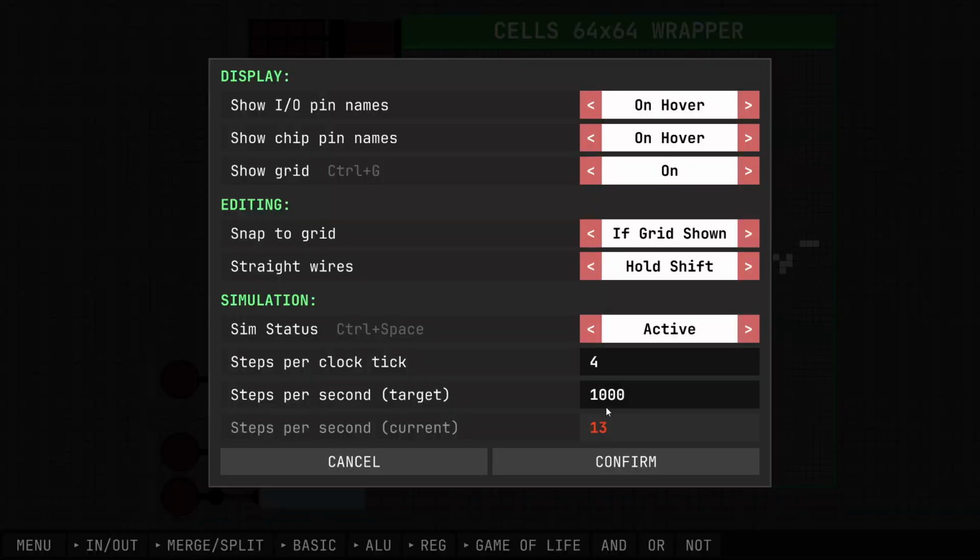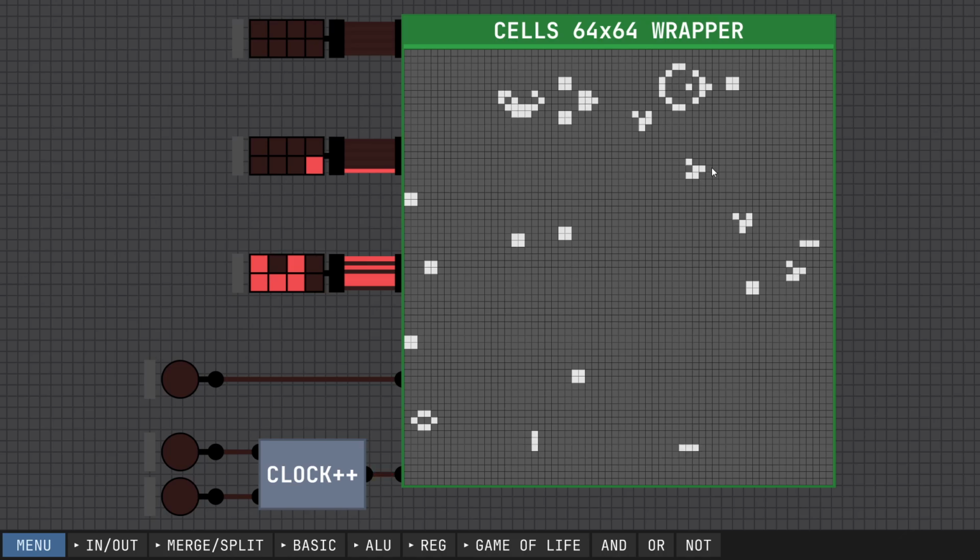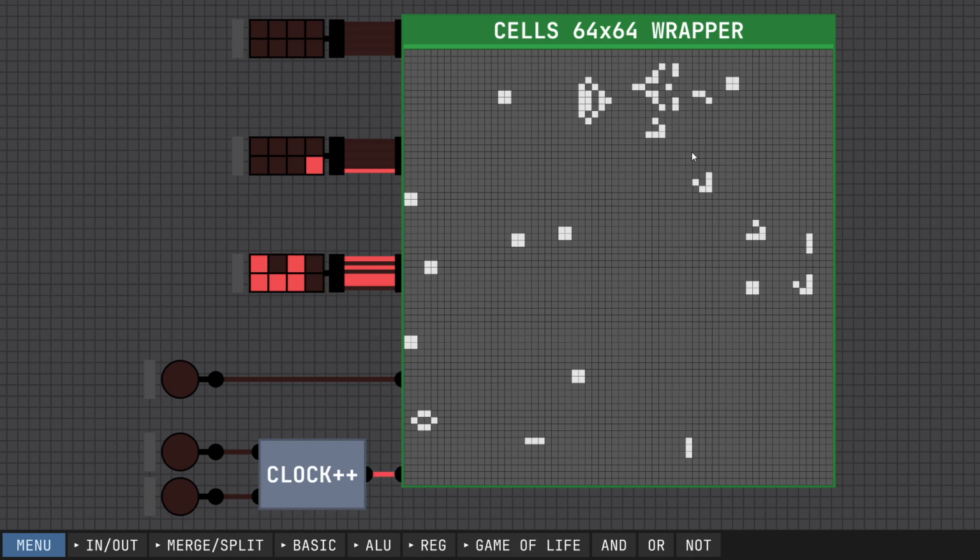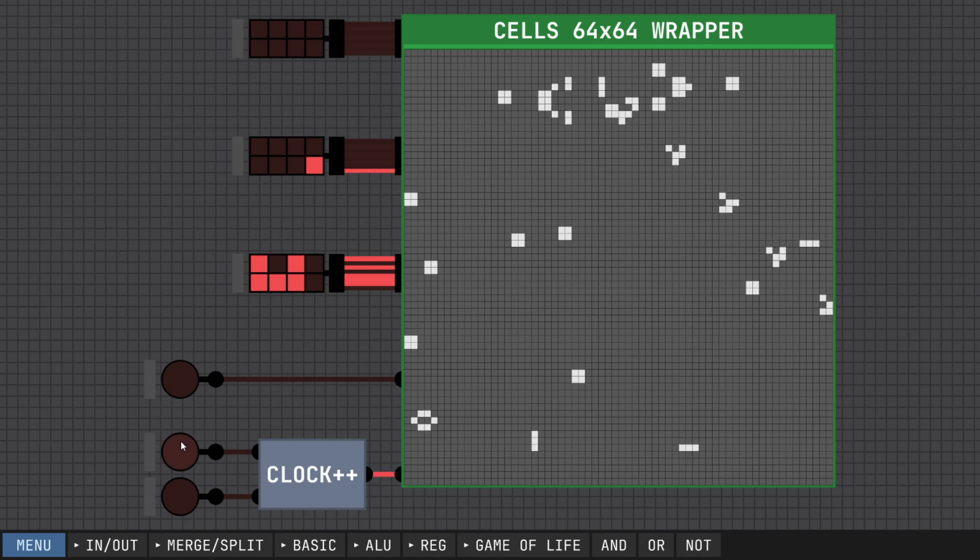The game can update roughly 3.5 times per second. So considering that there are more than 4,000 cells here, it actually still runs quite fast. It also has a very intuitive input.